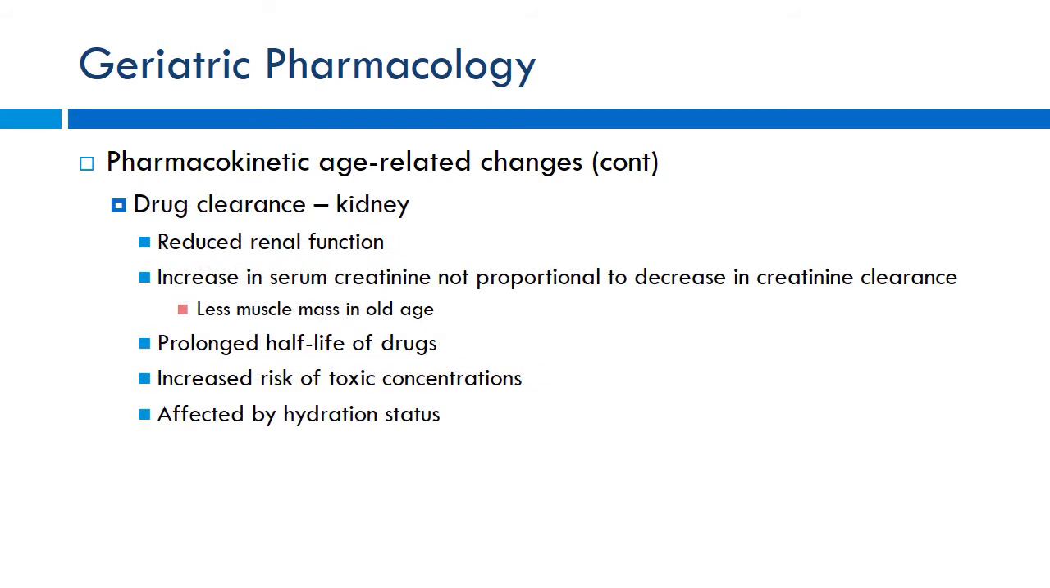Looking at drug clearance of the kidney, typically you'll see a pretty steady diminishment in kidney function as patients get older. But you may find that their actual serum creatinine increase is not going to be proportional to the decrease in their creatinine clearance. For instance, if they have less muscle mass or if they've had an amputation, they may not be able to produce as much creatinine as they used to, right? So even though their kidney function is actually going down, they don't have as big of an increase in their serum creatinine, which may lead you to overestimate their actual creatinine clearance and think their kidneys are working better than they are.